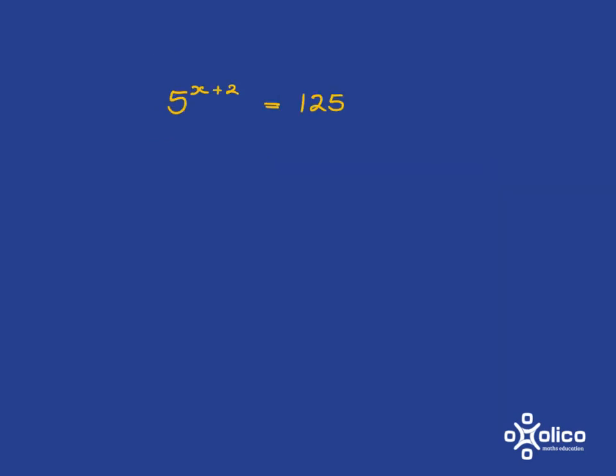And even if we just slightly alter what we've got, the main idea remains the same. If we've got something like this, all we need to make sure is that we've got 5 in the base on both sides. So, in this case, we are going to turn 125 into 5 to the power of 3, because that's what 125 is equal to.